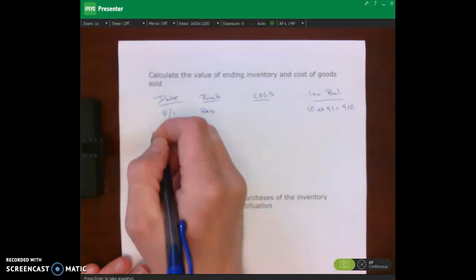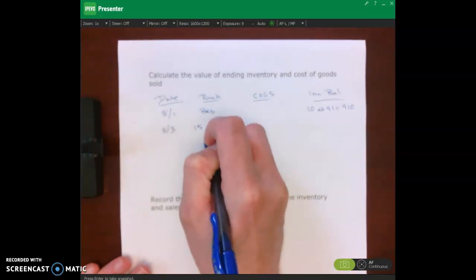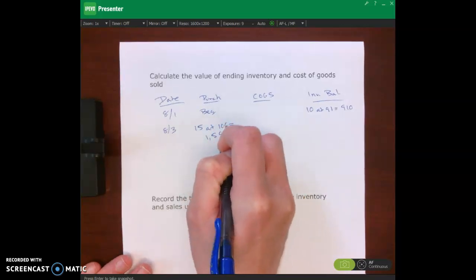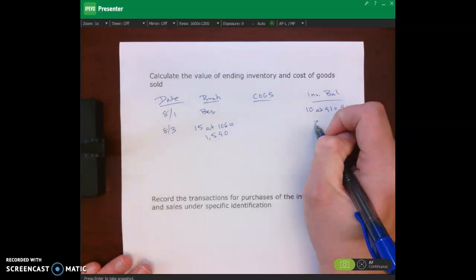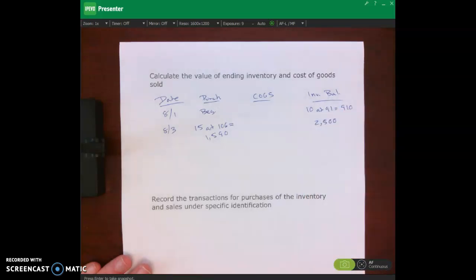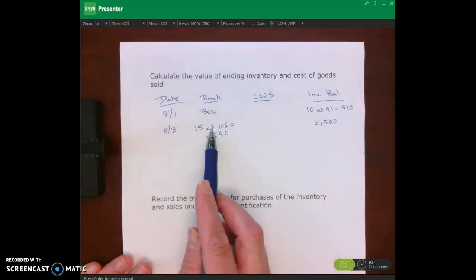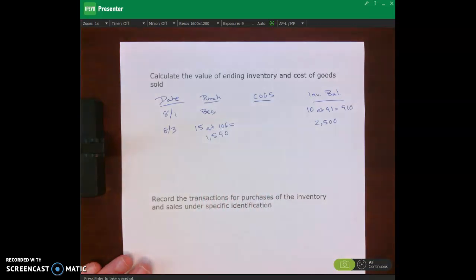On 8/3, it says I bought 15 at $106, a total cost of $1,590. And I can add that $1,590 to my $910. That gives me $2,500 worth of bikes in inventory. The 10 bikes at 91 plus the 15 bikes that I bought at 106, add those all together, and you get $2,500 as my inventory balance.